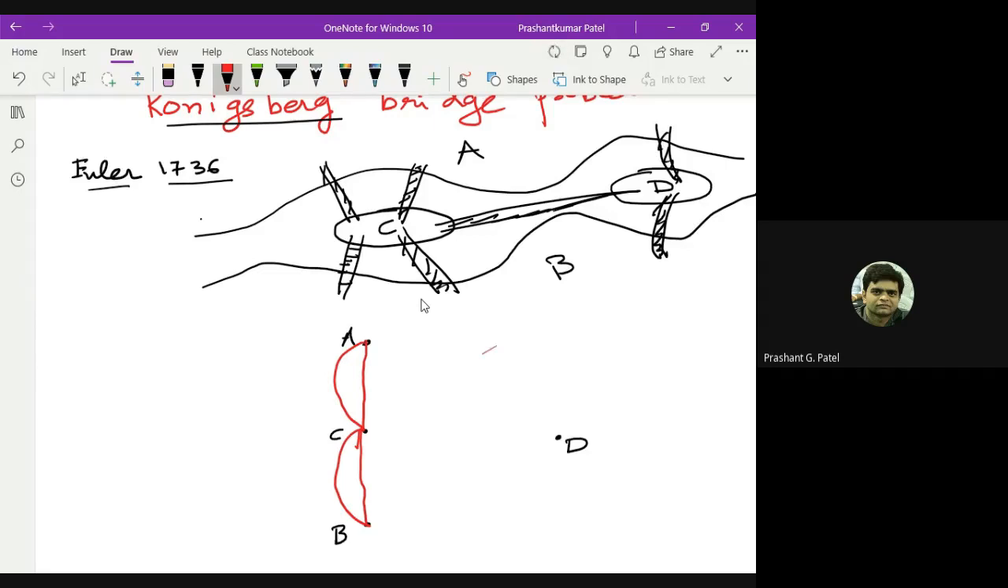A, D and C are also connected, and A and B are also connected via one bridge. So I can say this is the bridge between them, and B and D are also connected. So this is the graph, and this graph is actually an output or visualization, a graph representation of the Königsberg bridge problem.